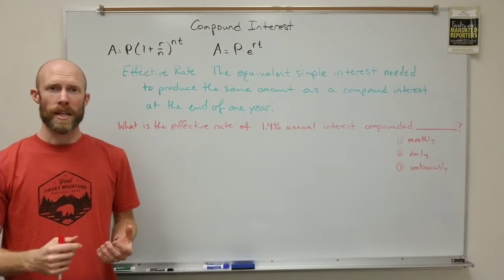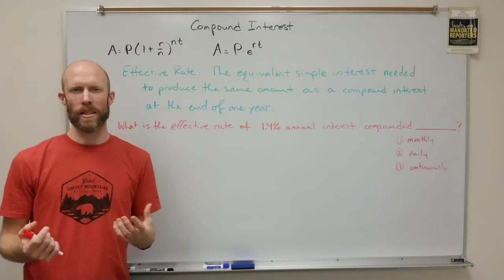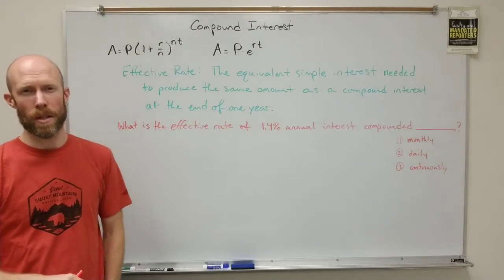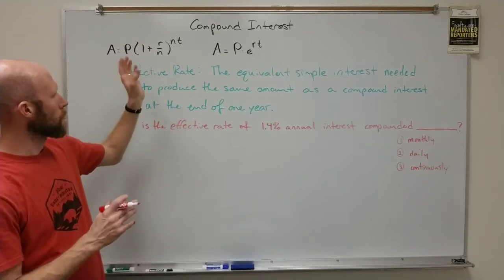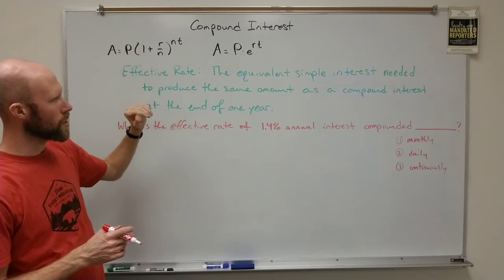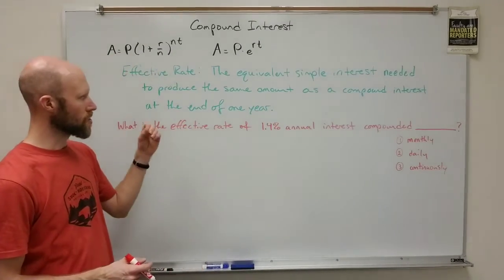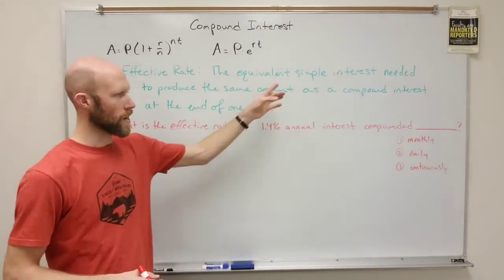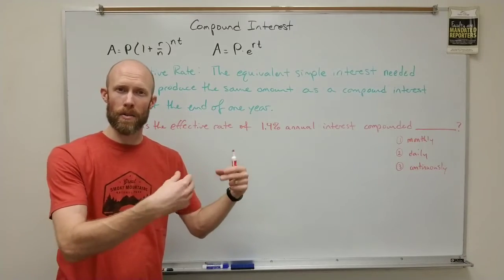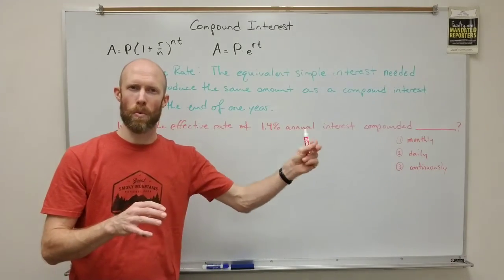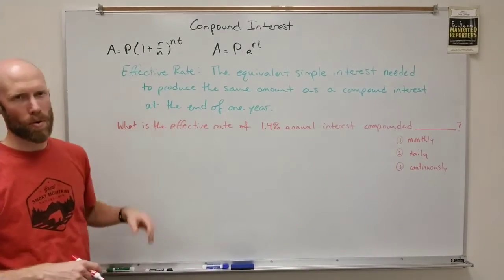Another topic that's really related to compound interest is effective rate, or effective annual yield. You'll see these phrases used interchangeably. Basically the idea is that if you were to compare compound interest to simple interest, what simple interest would you need to get the same amount of money at the end of a year as using that compound interest? Instead of going through the work of compounding it over and over again, what if you just did it one time? What would the rate have to be to get the exact same amount of money? And so that's the effective rate.